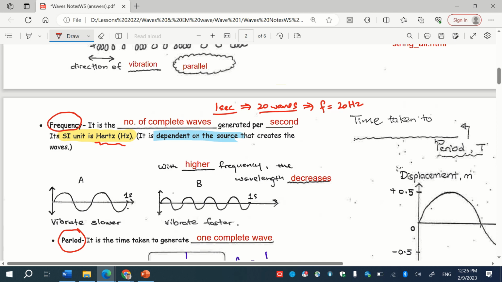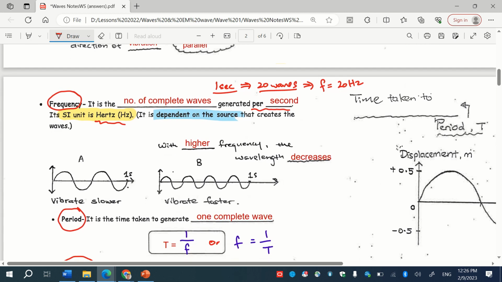That's frequency. It's similar to what you learned in the pendulum: the number of complete oscillations or complete swings produced per second. This phrase, per second, is very important. Notice it is dependent on the source that creates the wave. If I want to increase the frequency, I must make the source, the one vibrating the wave, vibrate faster.